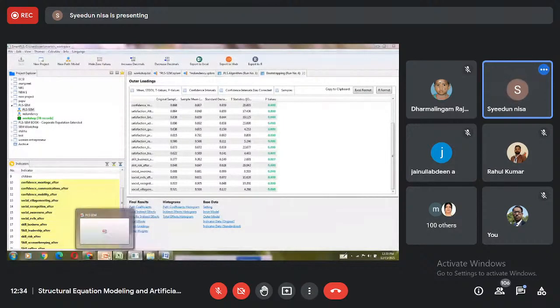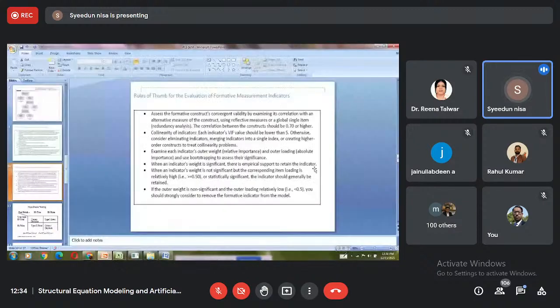So what I will do is keep an indicator if there is evidence to support the indicator. You should keep an indicator if the weight is significant. The indicator should generally be significant in two cases. It means that I should focus on the outer loadings. If the loading is low, then you should remove the indicator from the model.